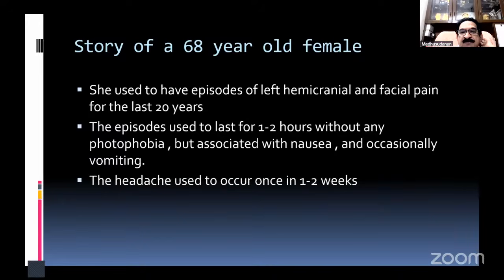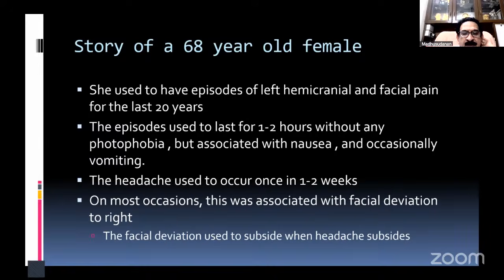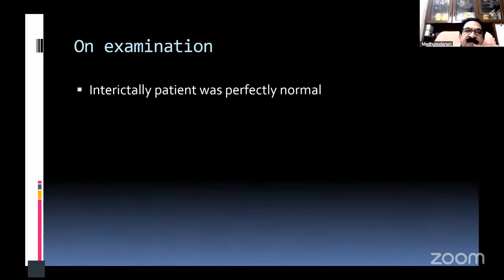The headache used to occur once in 1 to 2 weeks, sometimes 1 to 3 weeks. On most occasions, this was associated with facial deviation to the right. And the facial deviation used to subside when the headache subsided also. Only the lower part of the face used to deviate, with no problem in eye closure. On examination, the patient was perfectly normal, with no neurological deficit.